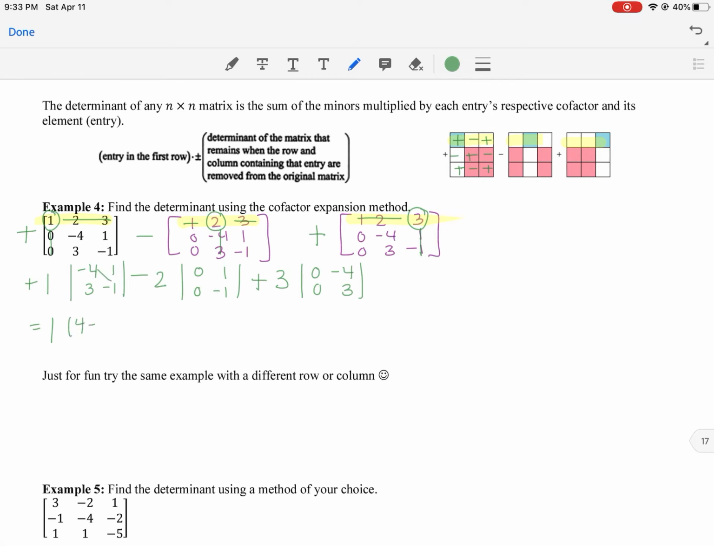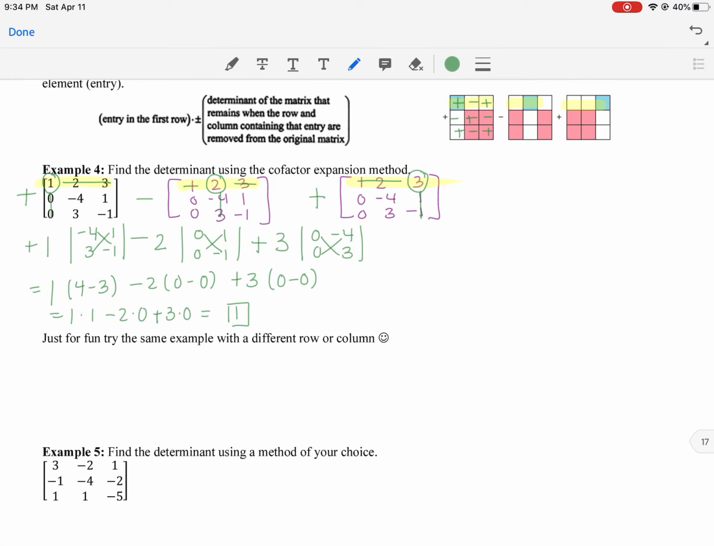Okay. So now let's go through and let's find those values. As I find the determinant of this matrix, negative 4 times negative 1 is 4, minus 1 times 3 is 3. So we get 1 times 1. Negative 2, 0 times negative 1 is 0, minus 1 times 0 is 0, so negative 2 times 0, plus 3, and then the determinant here is 0 times 3 is 0, minus 0 times negative 4 is also 0. So plus 3 times 0, so we end up getting 1.